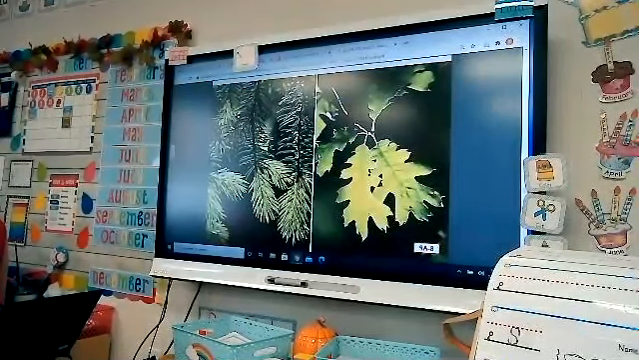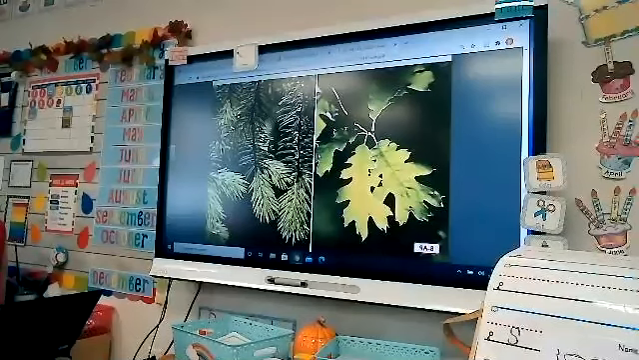Remember, evergreen trees and deciduous trees are two main types of trees found in the world. Next time you see a tree, try to figure out whether it is an evergreen or a deciduous tree. The leaves may give you your first clue.